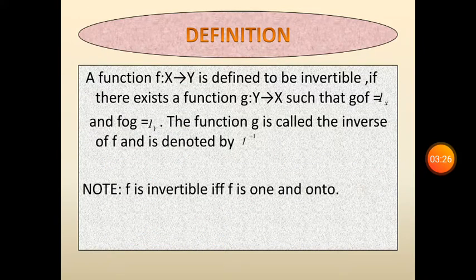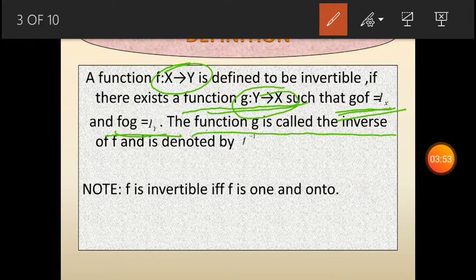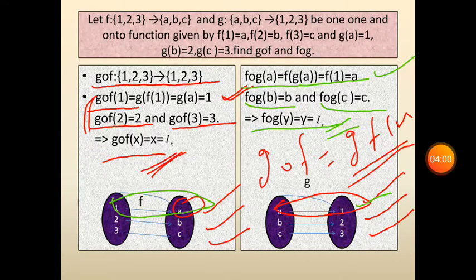What is the definition? If f is a function from X to Y, it is said to be invertible if there exists a function g from Y to X. f is a function from X to Y and g is a function from Y to X, such that both the compositions gof as well as fog are identity functions. Then function g is called the inverse of f and is denoted by f inverse. Okay. So just reconsider this example.